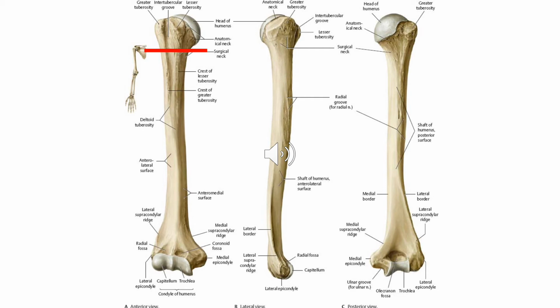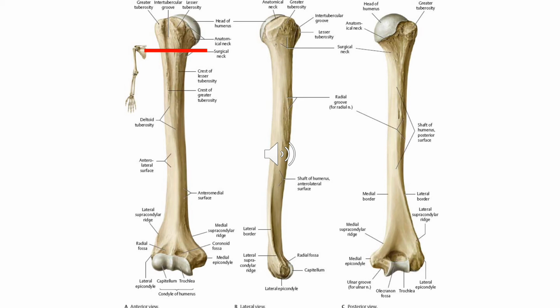Just inferior to the greater and the lesser tuberosities, there is the demarcation of the surgical neck. The surgical neck is of important clinical significance because this is the weakest point of the humerus. Why is this the weakest point?